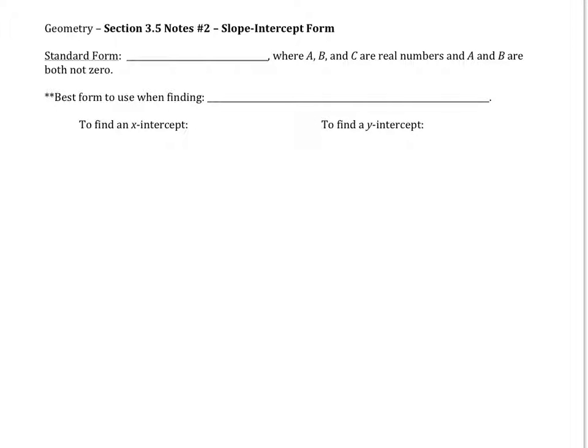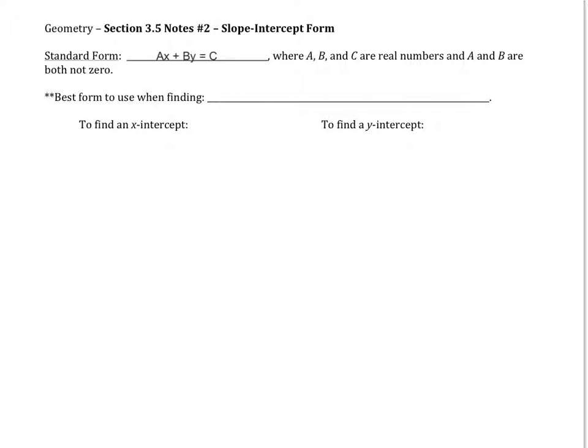Section 3.5 notes number 2 is still a continuation of slope-intercept form, but we're actually going to start this section with reviewing what standard form is. If you remember from last year, standard form is ax plus by equals c. So basically the x and y terms are on the left side of the equal sign and the constant term is on the right side.